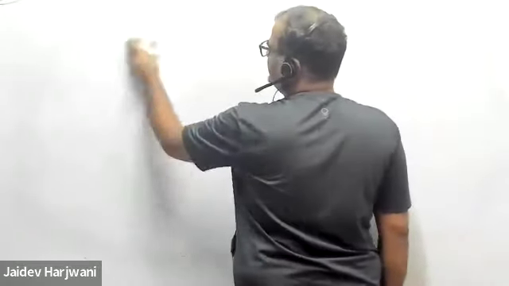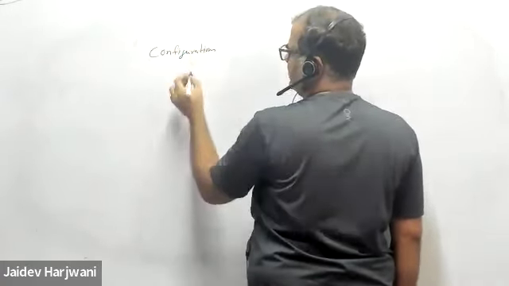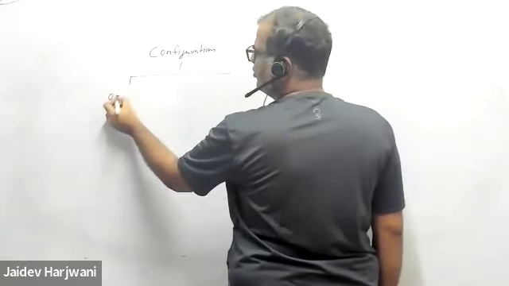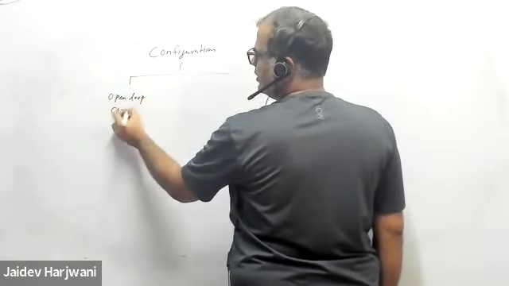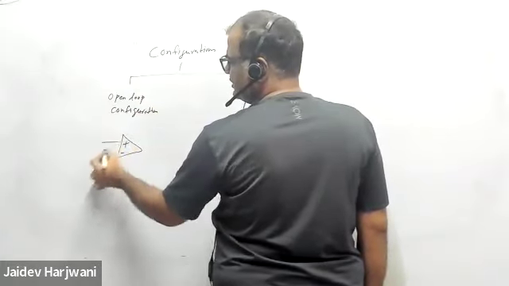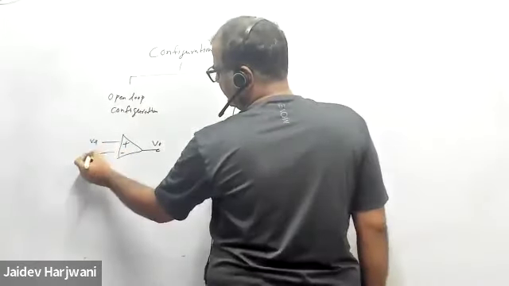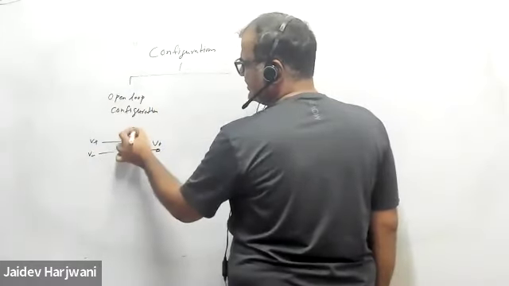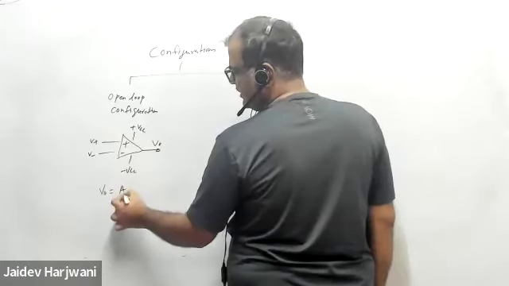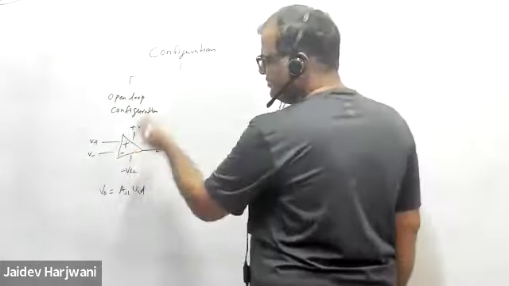So an op amp can be used in three configurations in the circuit. One is called open loop configuration, that is what we have done like this, and you're getting V output. You apply V plus here, V minus here, and your power supplies are VCC and minus VCC. So your V naught will be AOL times VID.